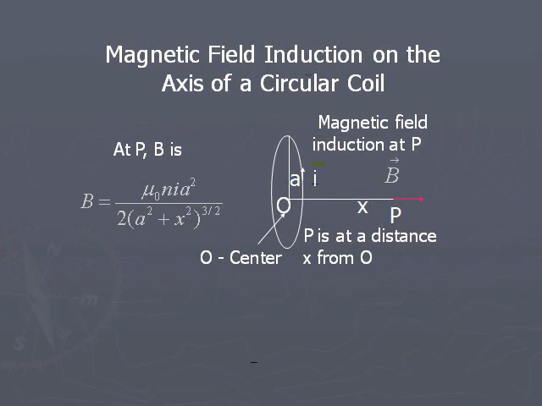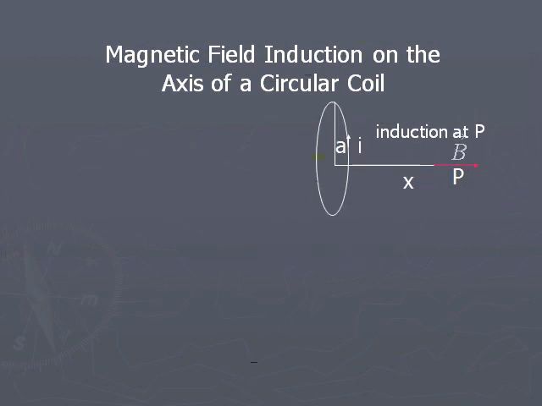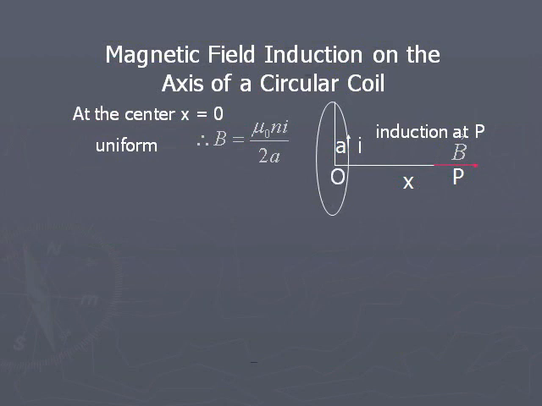We are supposed to learn only this relation but not the derivation, so I am giving you the relation. At the center of this circular coil, x value will be 0. So when you put x is equal to 0, B is equal to mu naught N i by 2a. At the center of this coil, the magnetic field induction is given by mu naught N i by 2a.